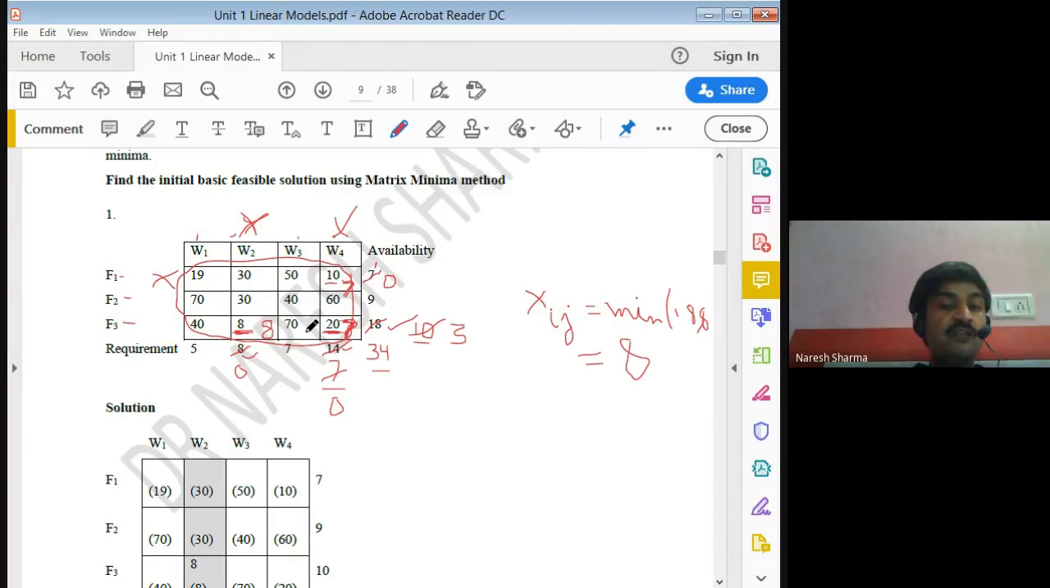So now the minimum value is 40 at two places. So it's arbitrary, it's your choice, you can choose any of these values, no problem. You may choose the 40 at location 3 2, or you may choose the 40 at location 3 1, it's your choice. So I'm choosing this 40. Allocate here the minimum value out of this 5 and this 3. So 3 is minimum.